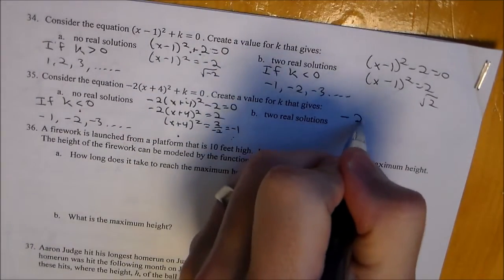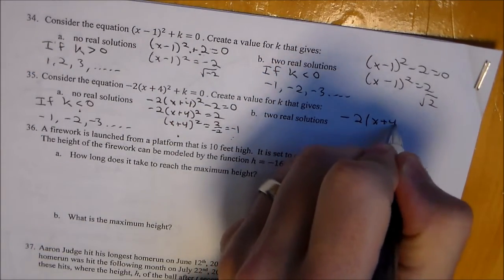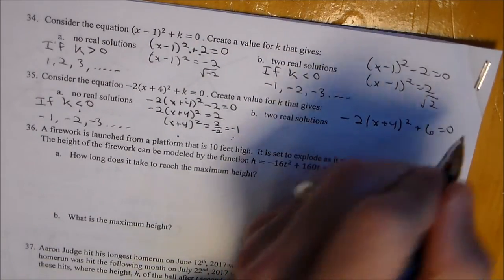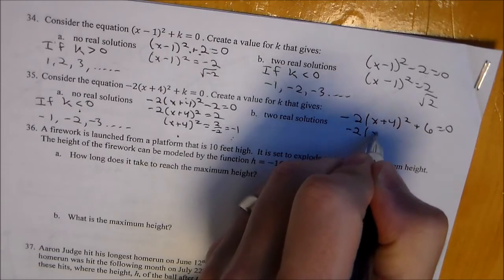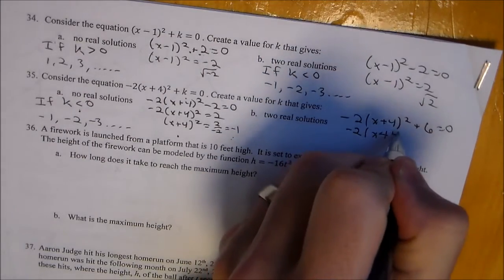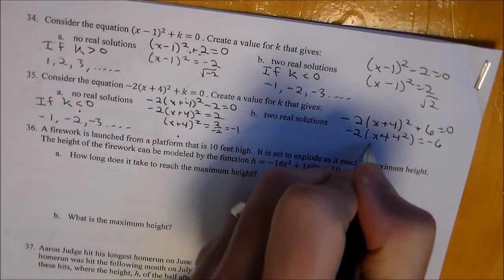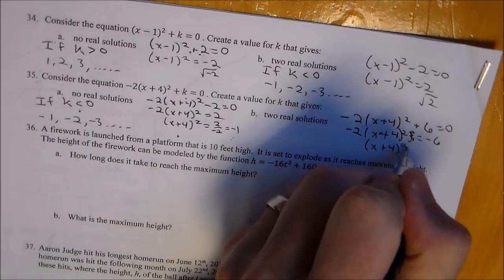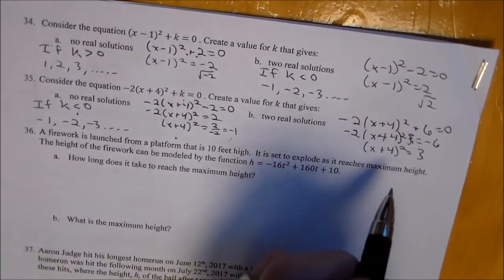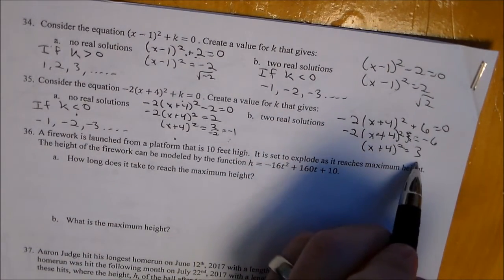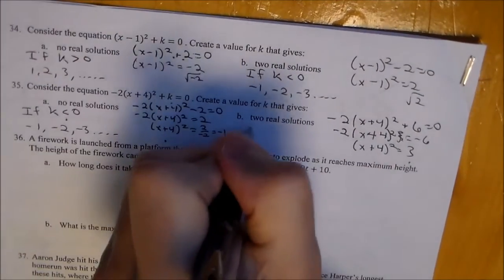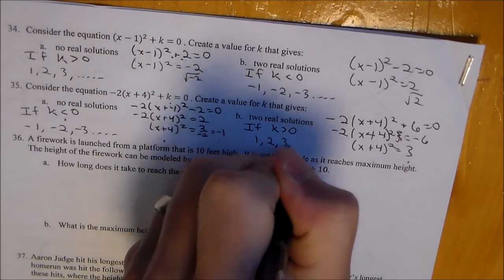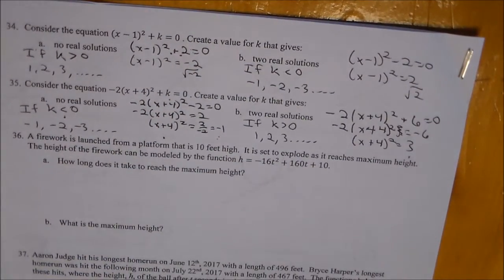Well, let's take a look. Negative 2 times (x plus 4) squared, let's do 6. Just for the sake of picking a number, we get (x plus 4) squared equals negative 6. I divide that by negative 2. I get a 3, which if I take the square root of both sides, I'm going to have the square root of a positive number, which works. So if k is greater than 0, it would work. 1, 2, 3, any of those values.